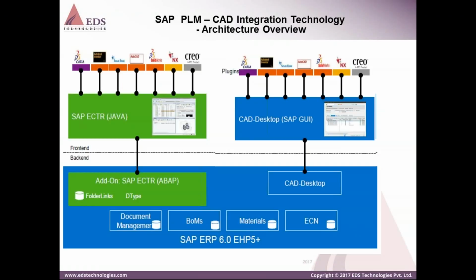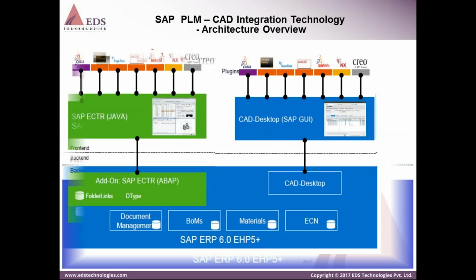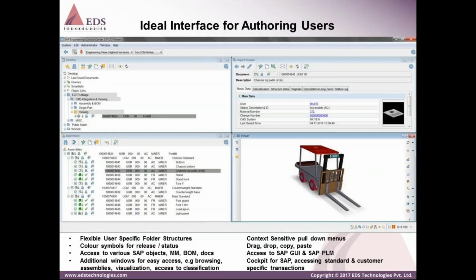So the architecture of the SAP PLM Engineering Control Center looks like this. You have a backend package of ECTR which needs to be installed onto your ERP server, and then the front end, which I just showed you in the demo. On each of the front end user machines we need to install the front end package, which is a Java based application. This would be the typical interface, as we saw in my system, of how that CAD integration platform or authoring tool looks.